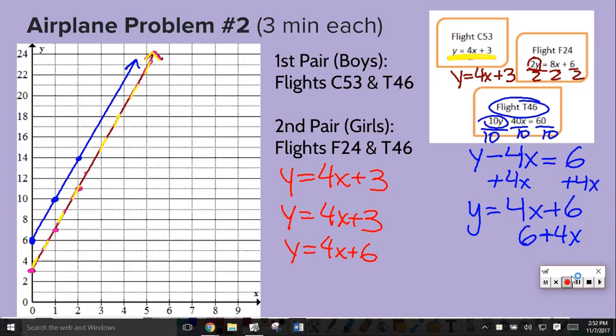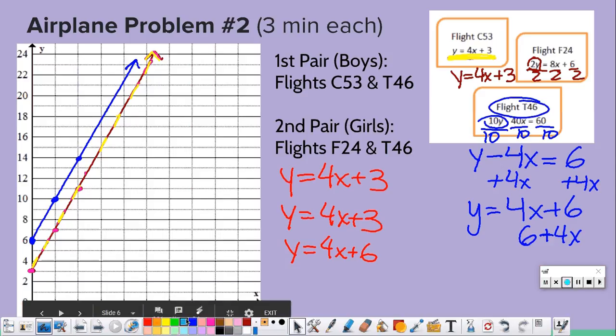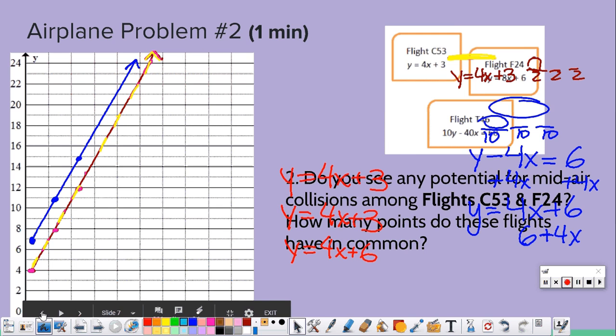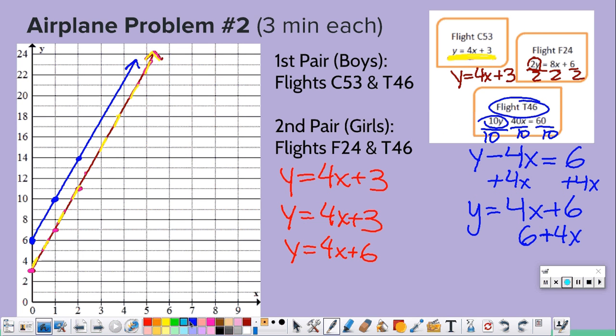So my question to you is this. What observations do you make about these three equations? Think about it, don't say anything. What observations can you make about these equations? They all have 4x plus a number. Okay, what do we call that 4 that they all have in common? They all have the same rate of change. Very good. They all have the same rate of change, 4. And it's also plus a number. Okay, what else can you observe?